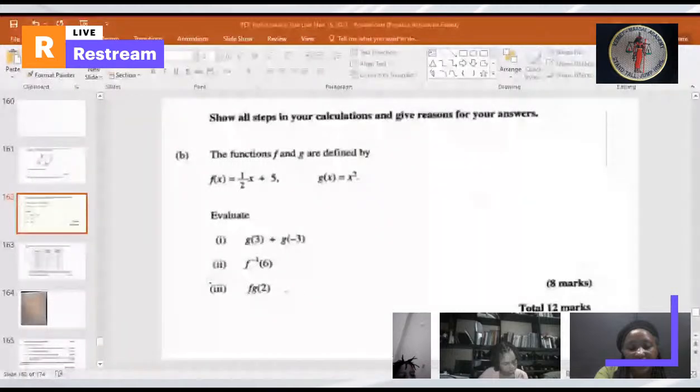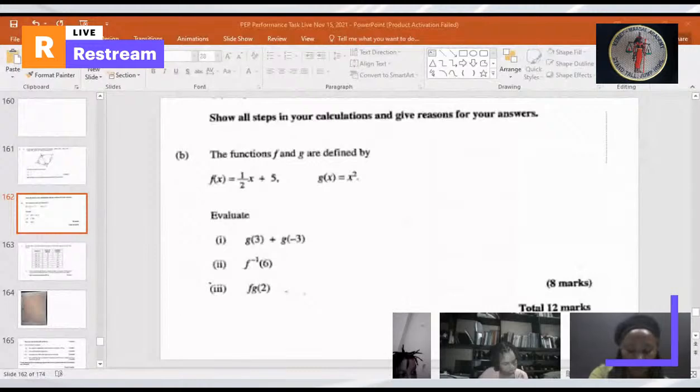Okay, plug it in g, so that will be x squared. So 2 squared, which is 4. And plugging that answer 4 in, we're going to plug it in f. So that's half of 4 plus 5, which is 2 plus 5, which is 7. All right? 7. Okay.